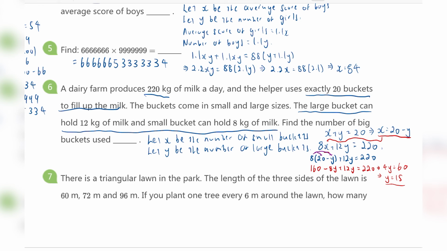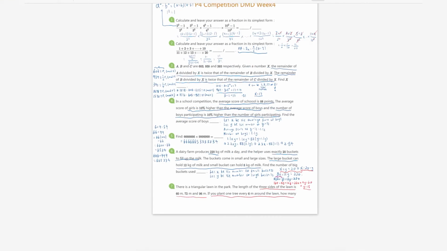Now let's move on to our last question for our DMD. So there's a triangular lawn in the park. The length of the three sides of the lawn is 60 meters, 72 meters, and 96 meters. If you plant one tree every 6 meters around the lawn, how many trees do you need? So we have a triangular-like lawn, maybe something like this. I'm not very sure how to draw the exact triangle because that will invoke this thing called the cosine rule. Right, so we have something that looks a little bit like this.